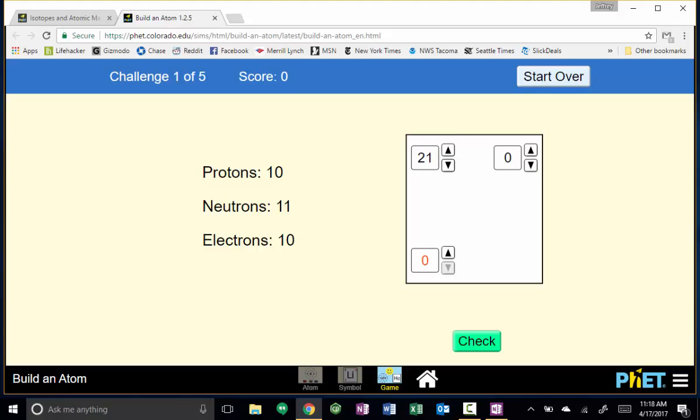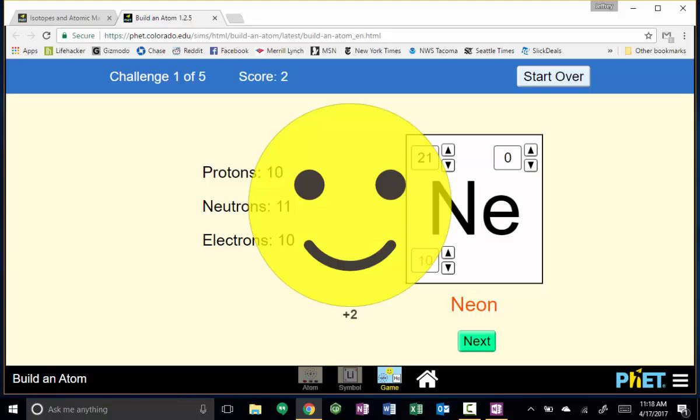And then what about the bottom left-hand corner? 10, right? The bottom left-hand corner is the atomic number. So we go 1, 2, 3, 4, 5, 6, 7, 8, 9, 10. All right? And then for the charge in the top right-hand corner, will it be charged? No, we've got the same number of protons and electrons. We can go check, and it gives us this smiley face. So you're more than welcome to use this depending on your comfort level.